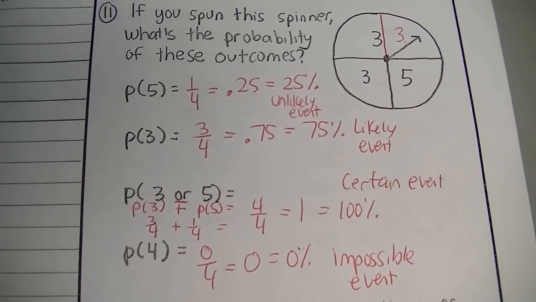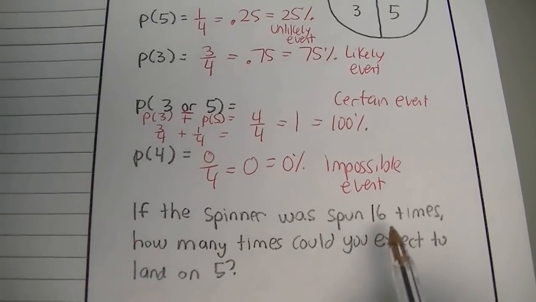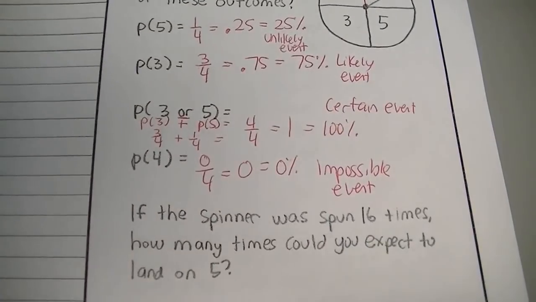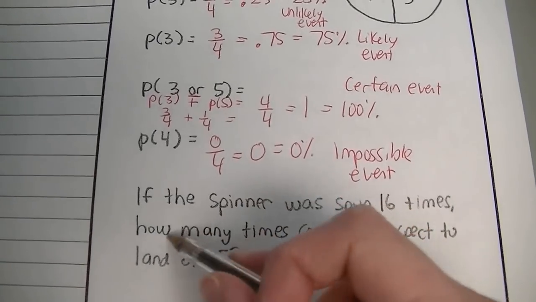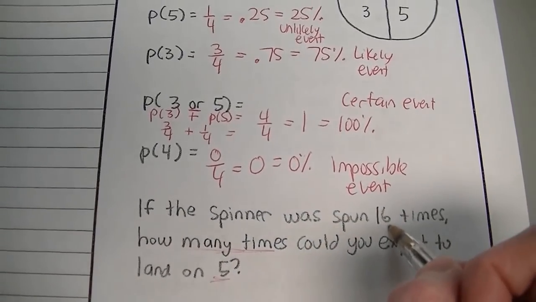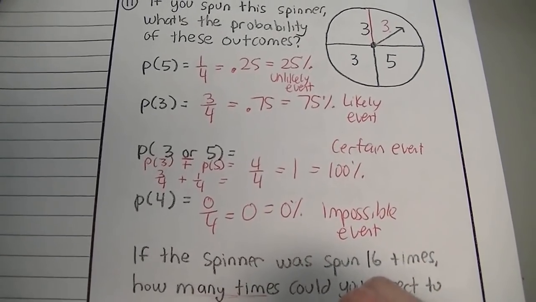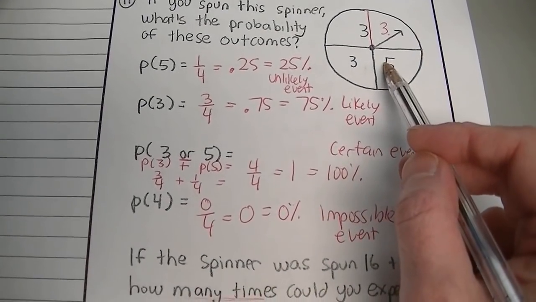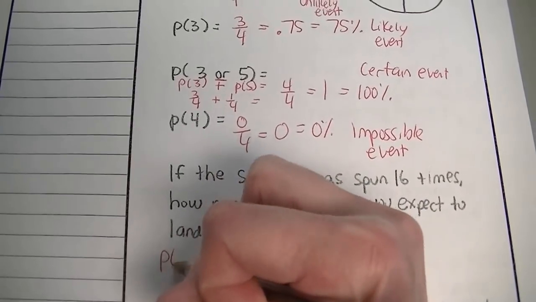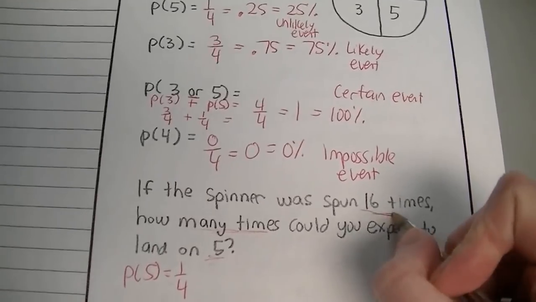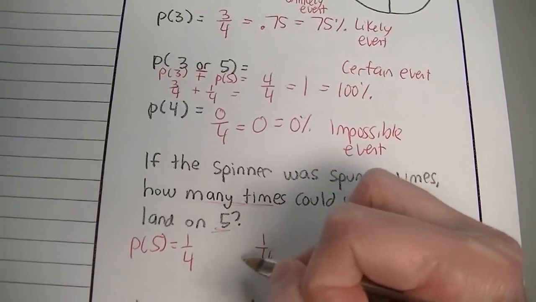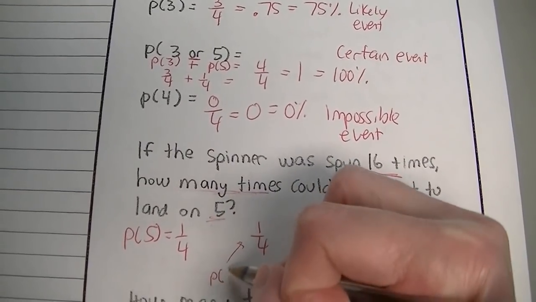Okay. Now, if that spinner was spun 16 times, theoretically, how many times could you expect to land on 5? We spun it 16 times, but we've got to figure out what the probability of landing on 5 was in the first place. Oh, it was 1/4. So the probability of landing on a 5 was 1/4, right? But we've got to spin it 16 times.